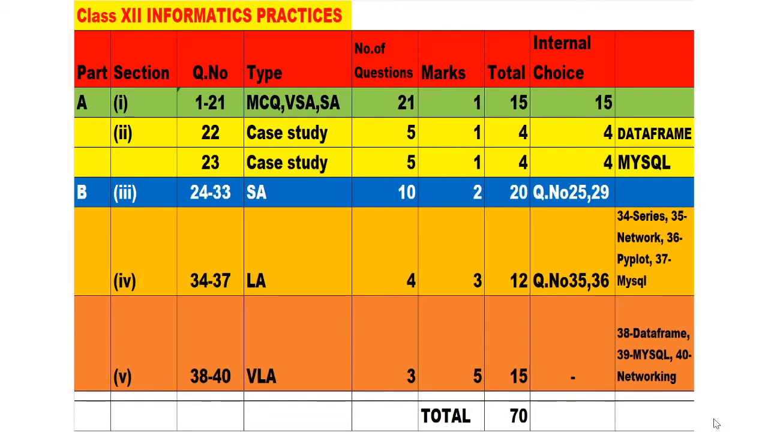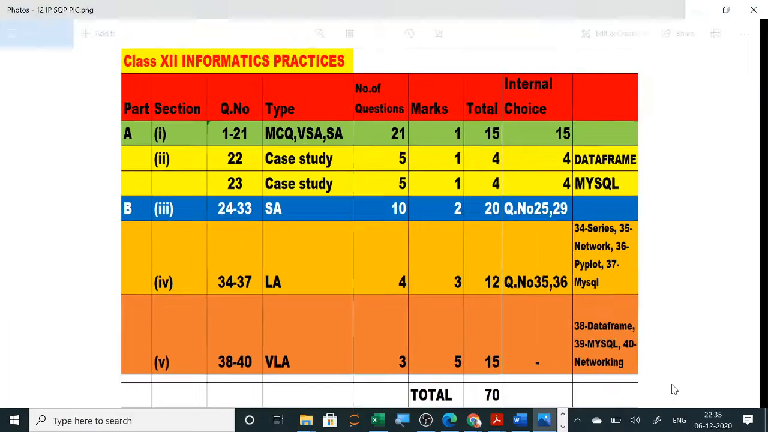Hello students. Today we will solve the last section of part B, section 5, which is 3 questions of 5 marks, total 15 marks. These 3 questions you have seen in the sample question paper, from data frame, from MySQL, from networking. 3 questions have been asked. So go through the questions.